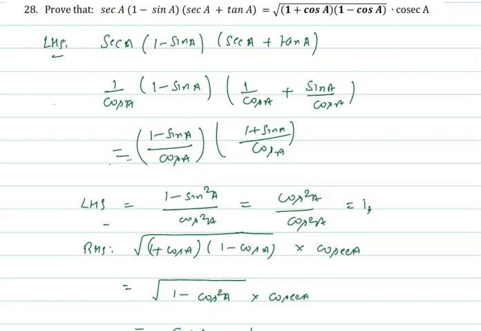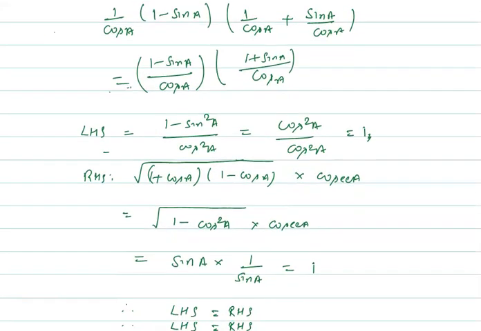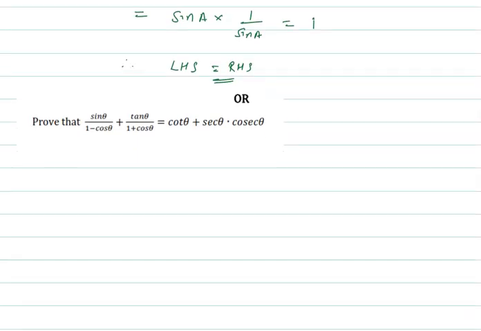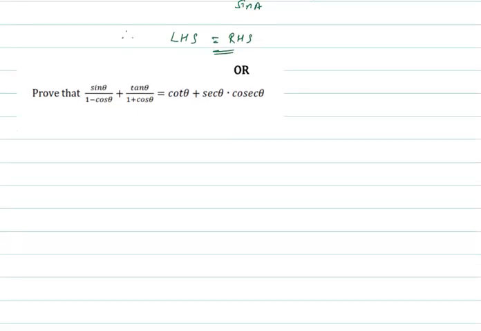Question number 28. So we have an internal choice even for this question also. We'll see the next question, how it is. So sin theta divided by 1 minus cos theta, plus tan theta divided by 1 plus cos theta. I am going to start with LHS again. As we have fractions here, we can simplify that by taking LCM.